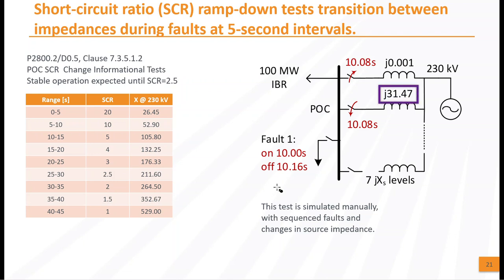And so when the fault is cleared at 10.16 seconds, the IBR is reconnected to the grid. It doesn't see the j0.001 ohms anymore. It sees this j31.47. And so that is a step change in the short circuit ratio. So it is an artificial test sequencing, but it is kind of an exploratory or informational test on how well the model is working and how good the control parameter settings are.